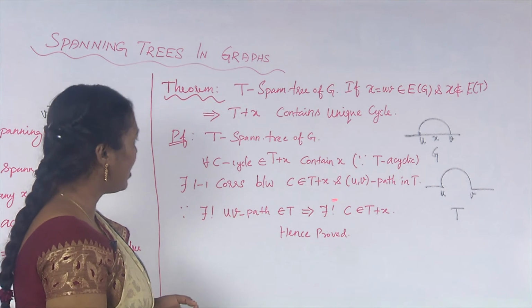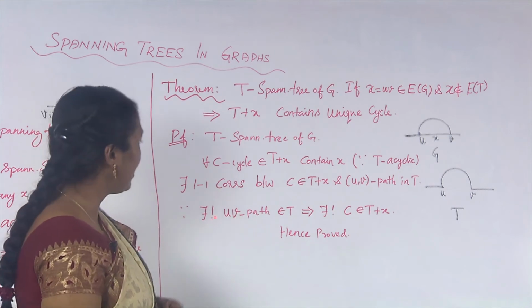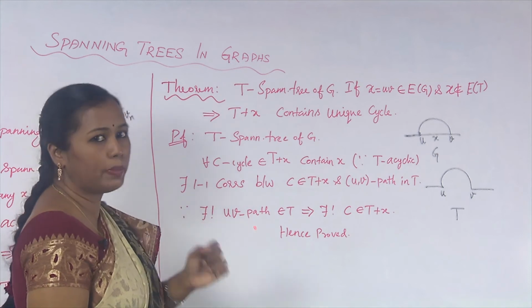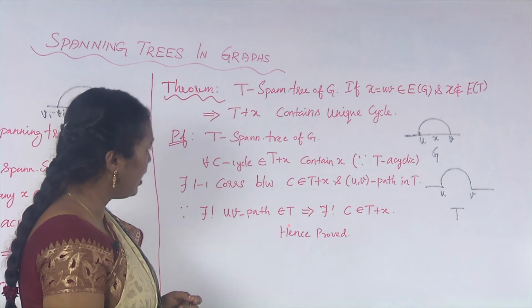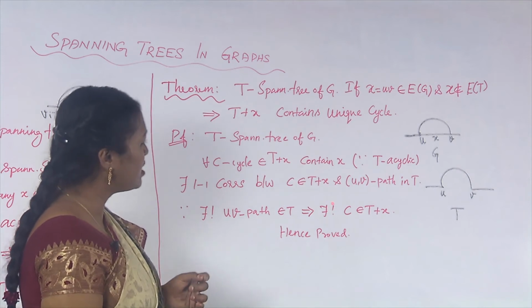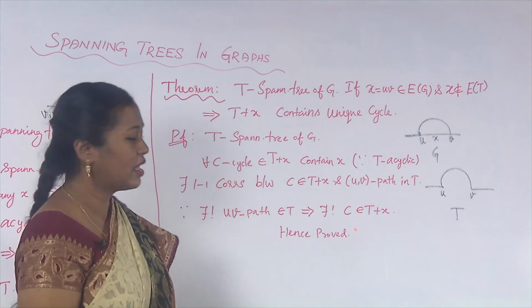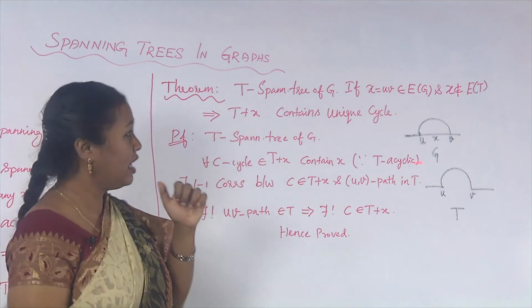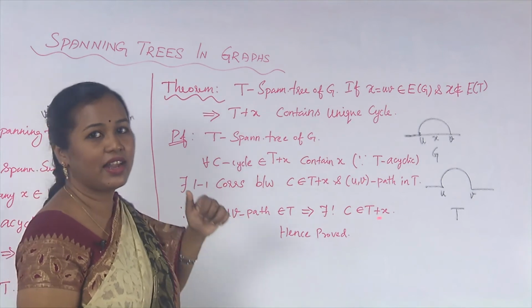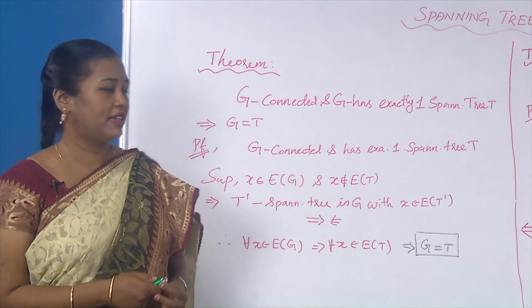So, which means that because there is a one-to-one correspondence, you can say that there exists a unique uv path belonging to the tree T, which implies that there exists a unique cycle C belonging to T plus x. Therefore, that proves our theorem that T plus x contains a cycle and that the cycle is unique. Let us see a theorem now.